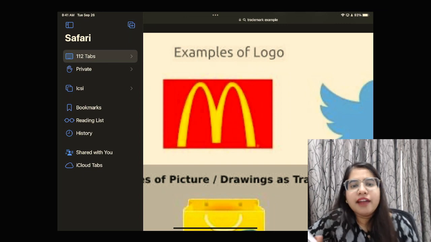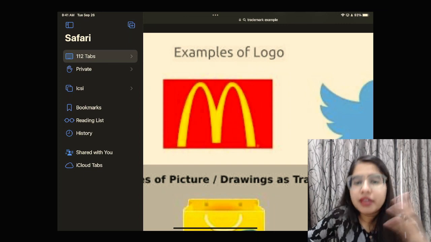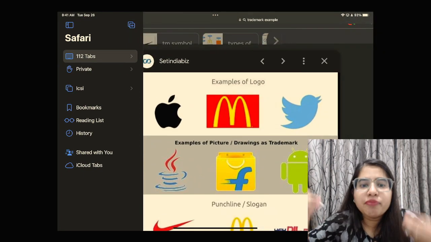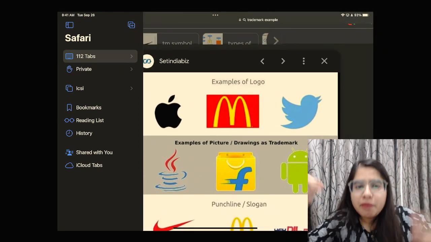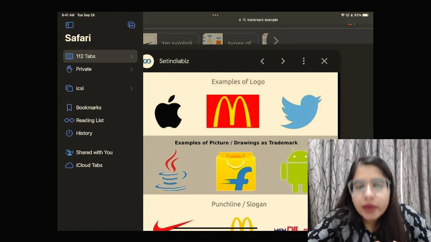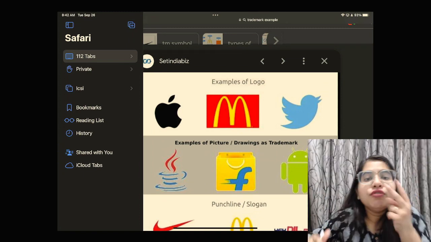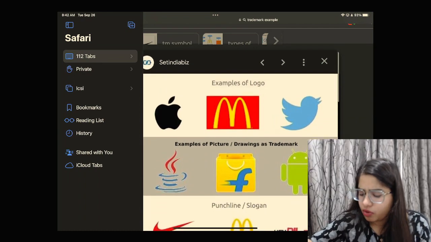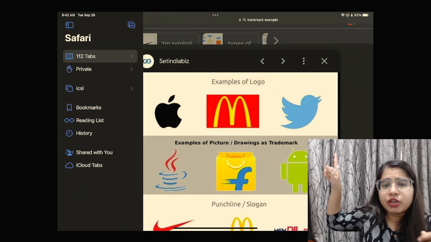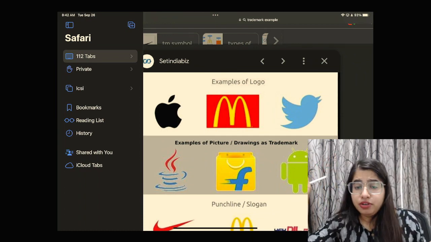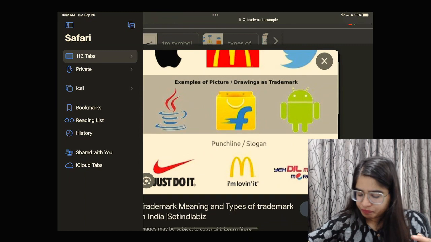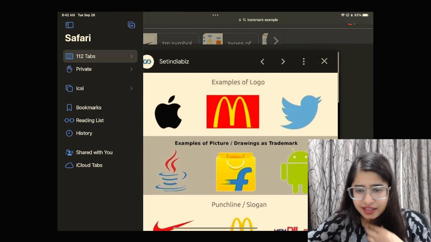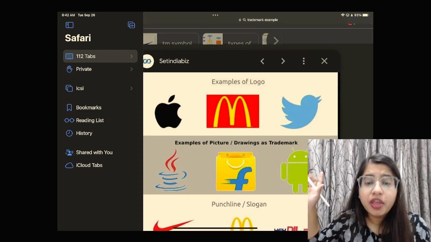Now please understand one thing, that capable of being represented graphically means capable of being drawn on a piece of paper, capable of showing it in the form of pictures, image, visual things, so that I can see that trademark. Example, see, all these are what? Trademarks. Android trademark, Twitter trademark, Apple trademark, logos, all these are logos, right? So all these are trademarks.